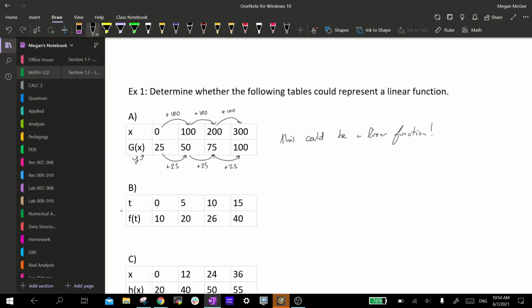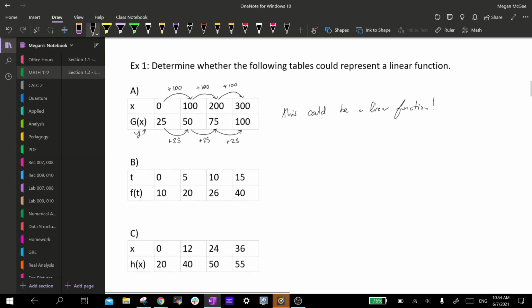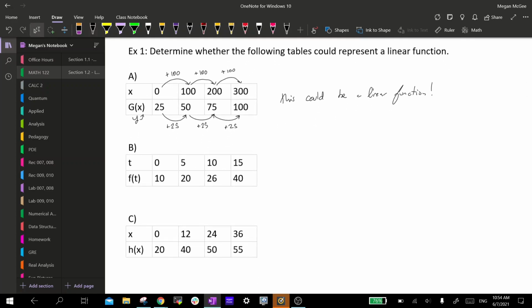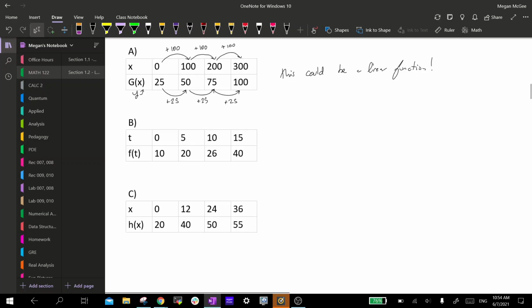We have equal changes in x and constant changes in y. Okay, let's look at part B. So part B, we go from 0 to 5, that's plus 5. Same thing from 5 to 10, and then 10 to 15 are both plus 5.